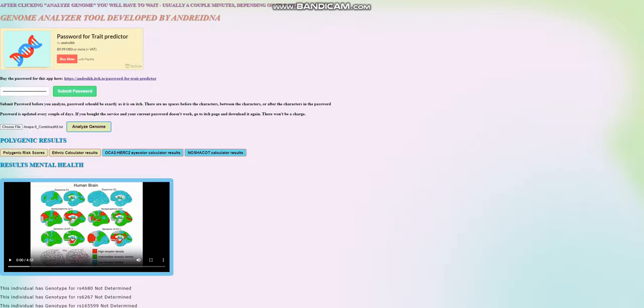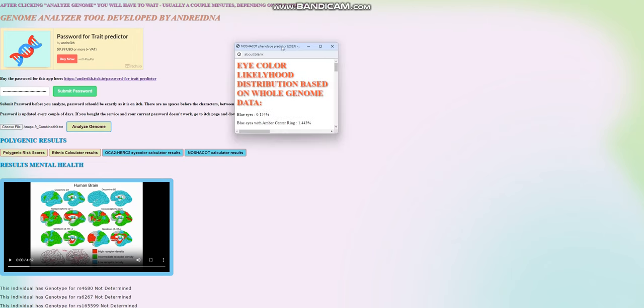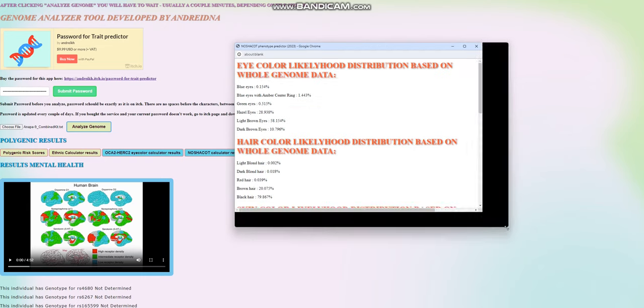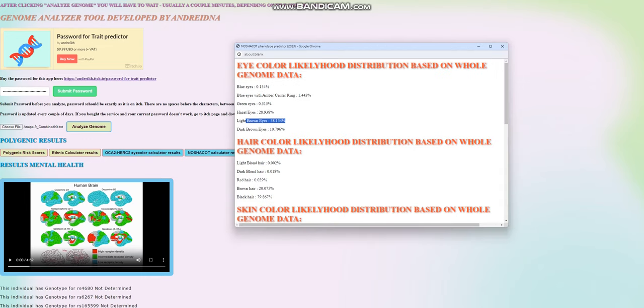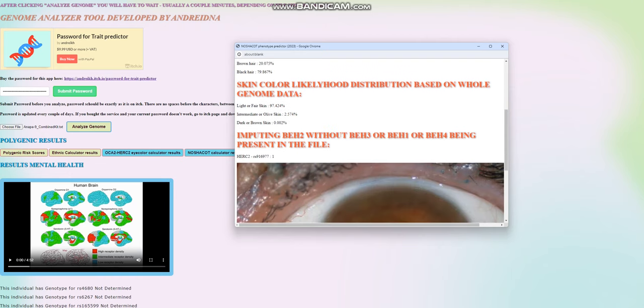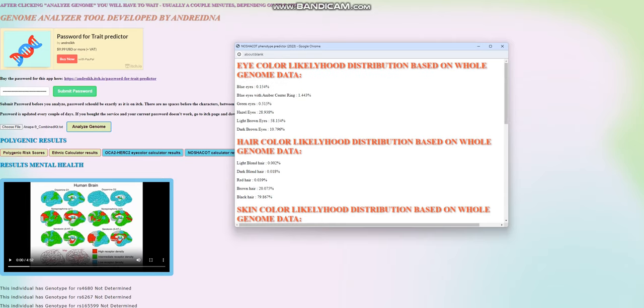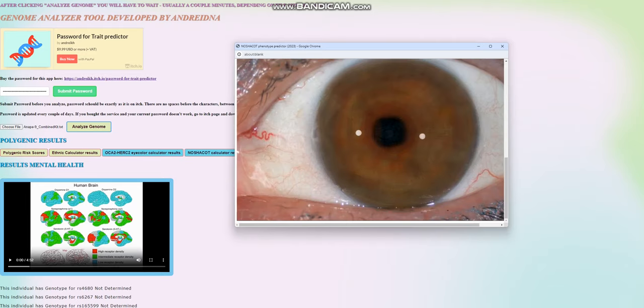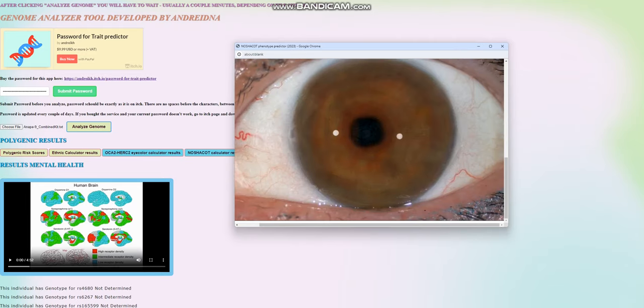Let's see. Right, so we're going to see her web version of NOSHACOT results. The web version of NOSHACOT is saying she's got light brown eyes, which is what we saw with the executable version as well. Black hair, definitely black and not brown or dark blonde or anything else. And yes, light skin, right? So 97% likelihood of light or fair skin, definitely very light skinned. Black hair, and it looks like light brown eyes for her.